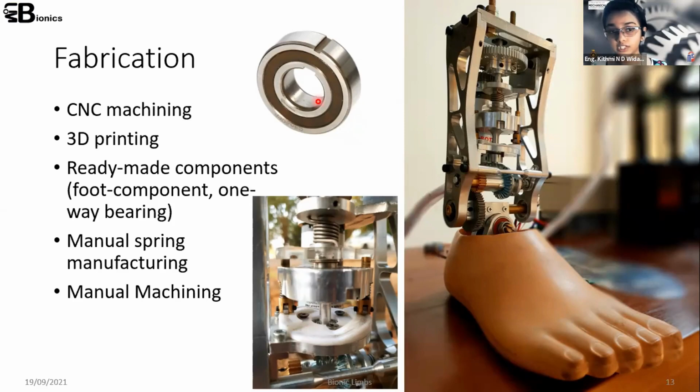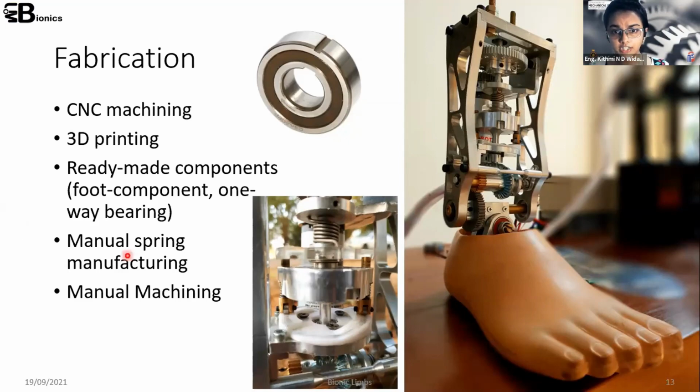We purchased it off the shelf, and we had made some manual springs using some local manufacturers. We calculated the stiffness that we need to have in those two springs using the biological data. And after that, we prepared the specification of the springs that we need, and we provided them to a local manufacturer and got them manufactured. And after that, we used some manual machining methods for that as well. So these are the fabrication methods that we used in our project.